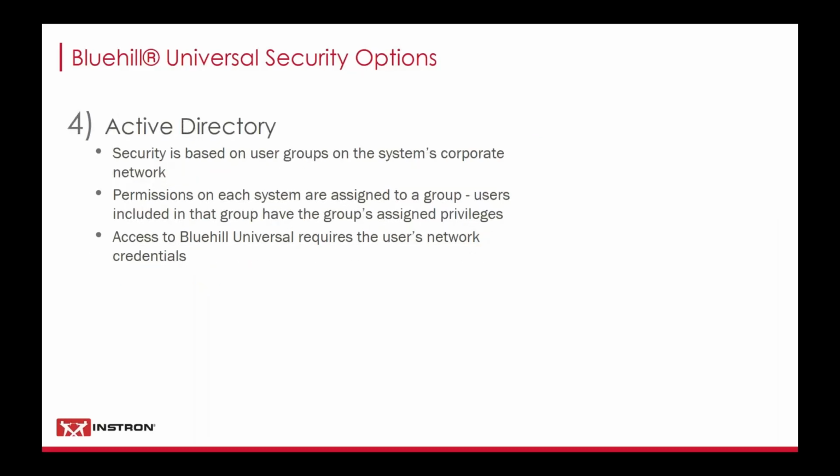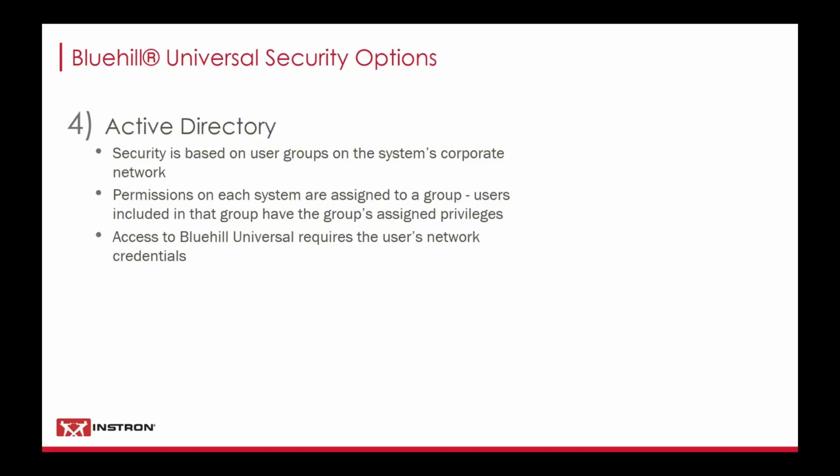And finally, the one that I'm personally most excited for is Active Directory. Active Directory is like Windows, however, the security permissions are based on the user groups on that system's corporate network. So permissions on each system are assigned to a group. Users included in that group have that group's assigned privileges, similar to the Windows-based. And access to Bluehill requires the user's network credentials.